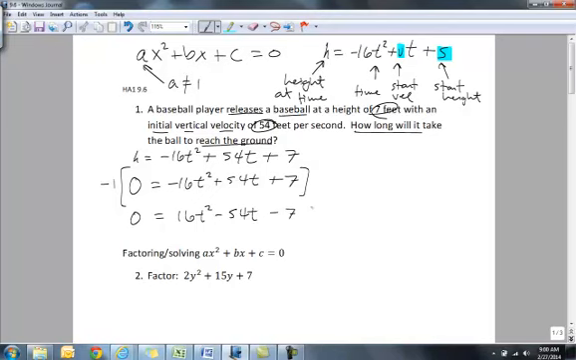So it's at this point we recognize that a is not 1 anymore. So I can't just look for the factors of c and see which one of those adds up to be negative 54. It's not going to work anymore. So we're going to have to introduce a new method. This new method, when a is not 1, is called split the middle.